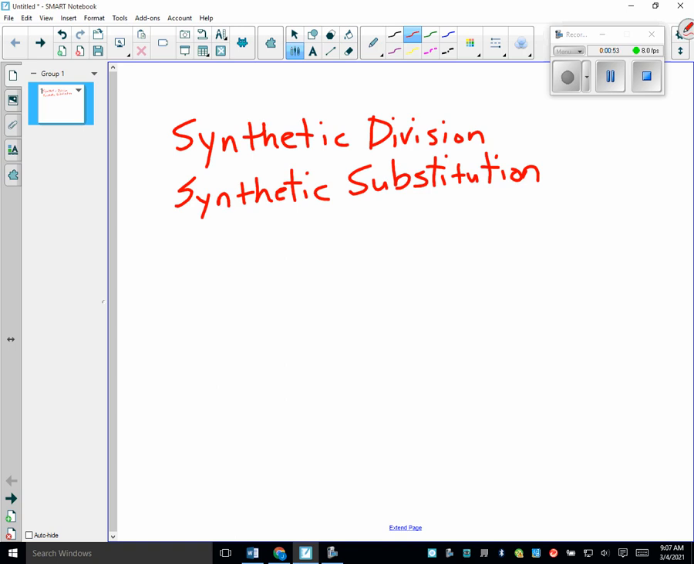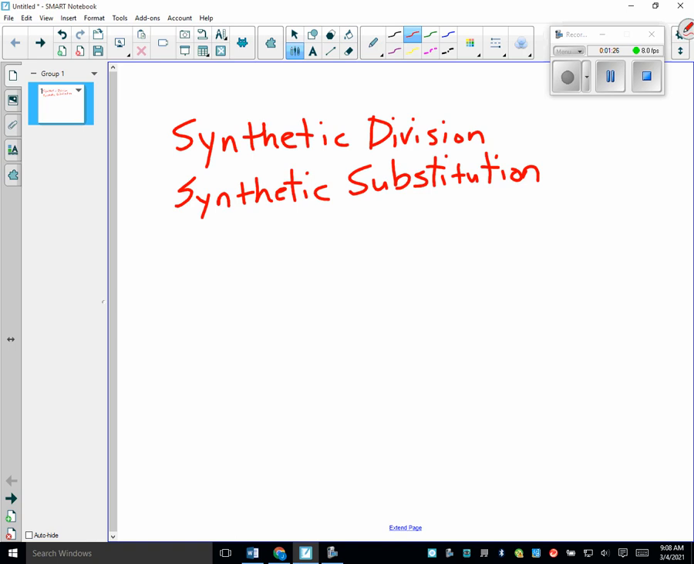Now, there is a rule. There's a reason we used long division first. There is a rule on synthetic division. The rule is my divisor cannot have an exponent and cannot have a coefficient. All right? Now, they're not going to trick you on any of these. They've got them all set up this way.